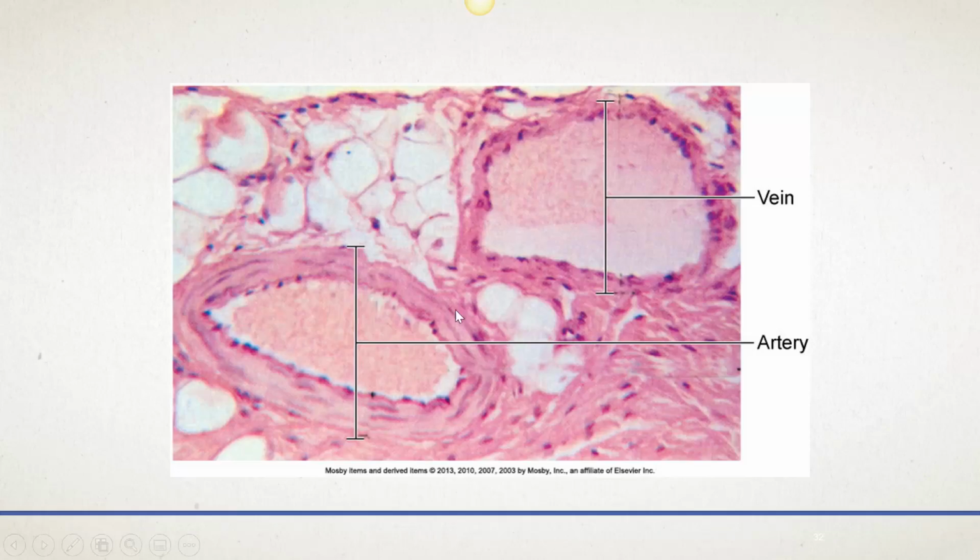Here you can see some of the differences between an artery and a vein. Arteries are usually more narrow, and they have a thicker wall of smooth muscle, and this can allow us to regulate our blood pressure. As we decrease the volume, we increase pressure.